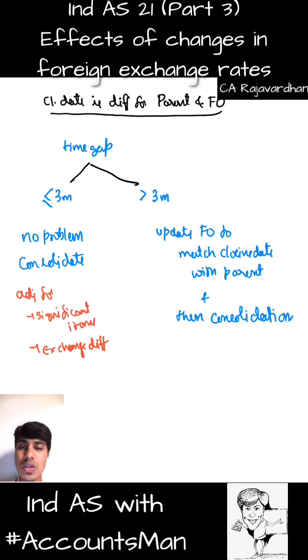I'll repeat, whenever the closing dates are differing for the parent as well as the foreign operation, we need to check how long is the time gap. If the time gap is prominent, that is greater than 3 months, then we cannot do consolidation right now. We need to update the foreign operation's financial statements to come up till the closing date of the parent, and then convert it, and then we go ahead with our consolidation. However, if the time gap is lesser than 3 months, then we do consolidation after accounting for significant items that have changed, and after also changing the accounting for the exchange difference that has happened over this period.